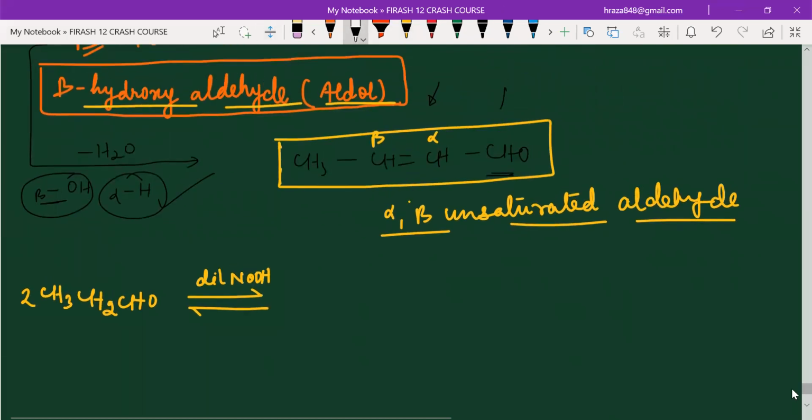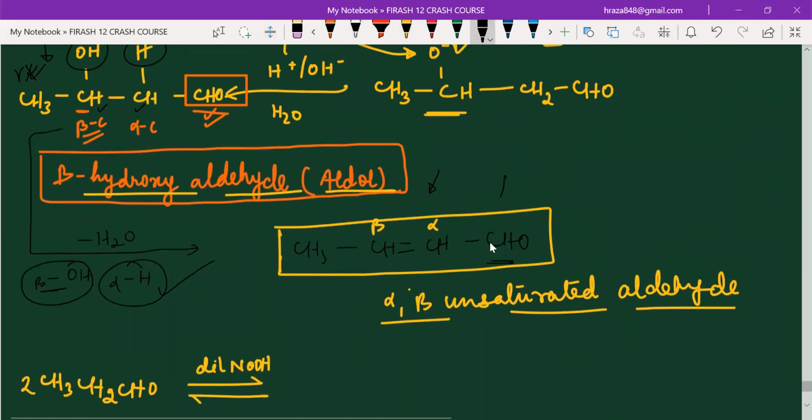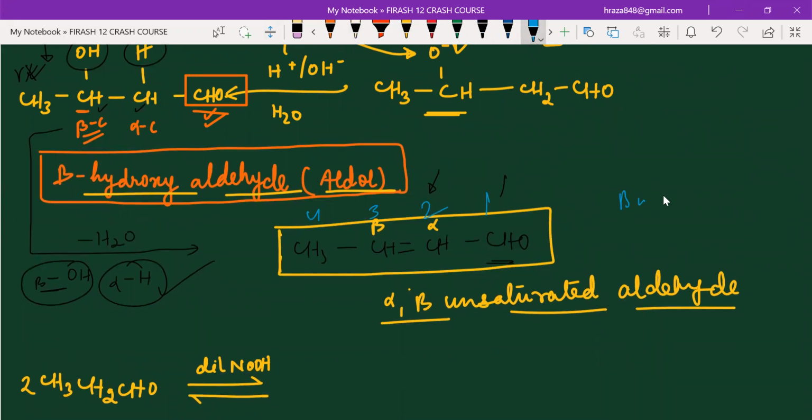What is the IUPAC name of this compound? This is 1, 2, 3, 4. So it will be but-2-en-1-al, and here it will be 1, 2, 3, 4. So it will be 3 hydroxy butanol, right? Yeah. So you are going to do the aldol of this and let me know the final answer. 2 products like this, aldol product and aldol condensation product. So this is your aldol condensation.